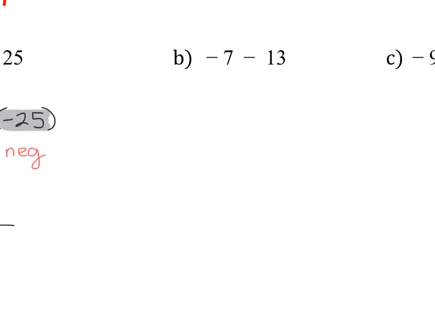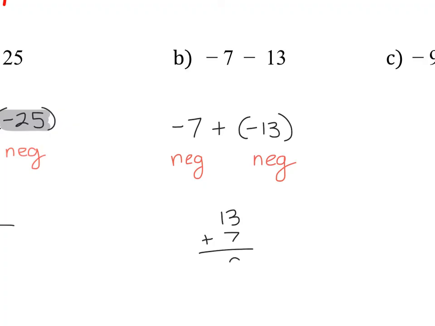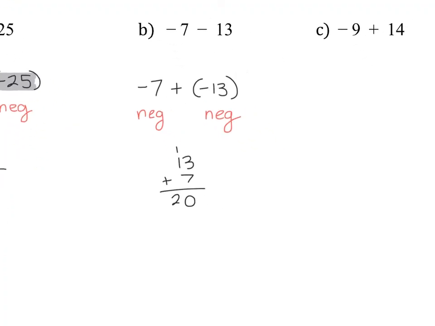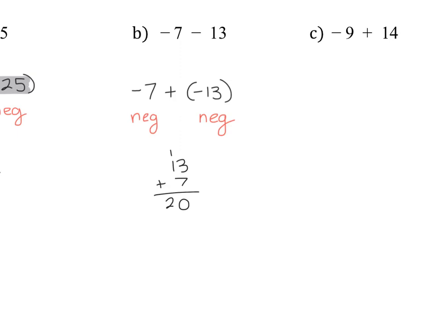Let's look at the second example. Here, once again, I'm going to rewrite this as -7 plus -13. So here I see that I have a negative and another negative. So step 2 tells us if the signs are the same, we add up the values. We're going to combine them. So 13 plus 7 is 20. Now we have to figure out the sign of our final answer. So our bigger number is negative. In fact, both numbers are negative. So my final answer is going to be negative.